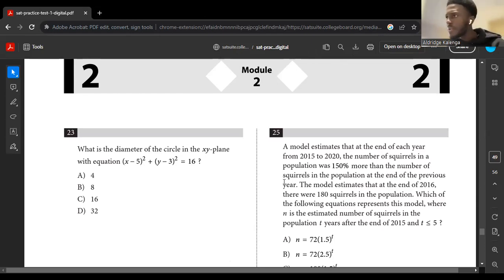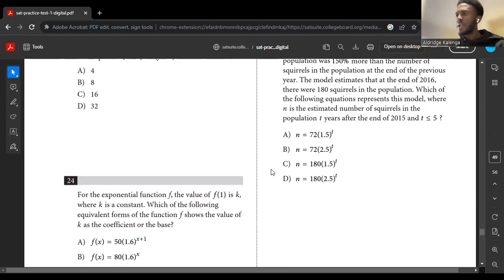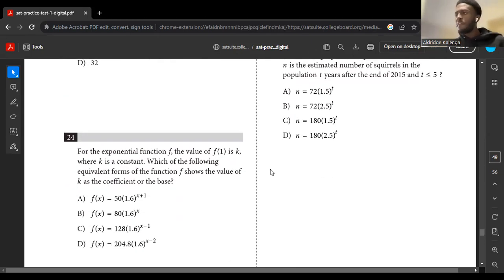Okay, let's move on to question 24. It says for the exponential function f, the value of f of 1 is k. So when x is 1, y is k, so 1 comma k, where k is a constant.